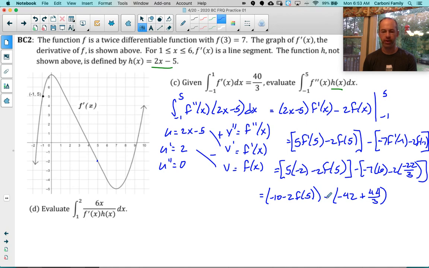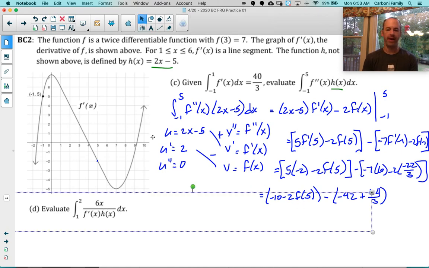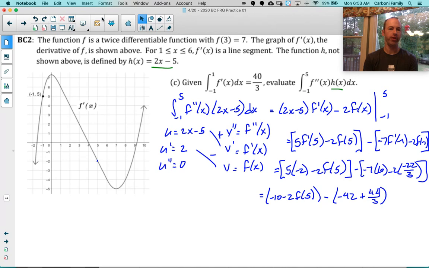That is not at all what I got when I worked this problem just a minute ago, but hopefully I haven't made any mistakes. Maybe I made a mistake on the other one. So now we need to figure out what f of 5 is. And the way I'm going to do that is I'm going to take advantage of the fact that I have f prime. I have an initial condition for f. And on this interval, I have my initial condition of 3. I'm looking for f of 5, and both of those are on the linear segment of f prime.